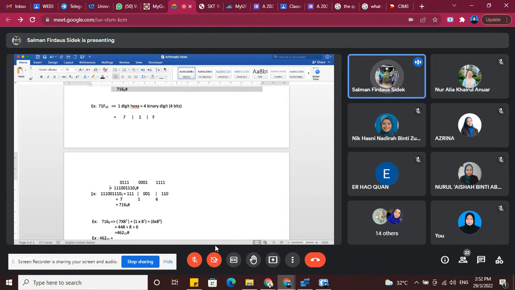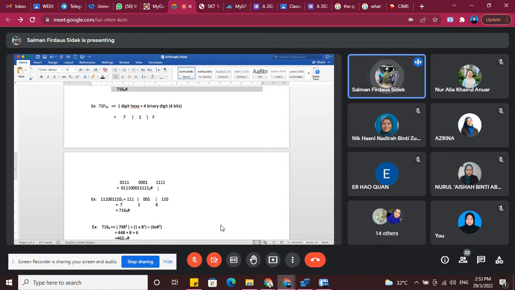Senang je, teknik dia macam ni je. This is the technique, as simple as that. Tak payah darab, tak payah bahagi, apa pun tak payah. So this is the representation of binary for 71F hexa: 0111 0001 1111.